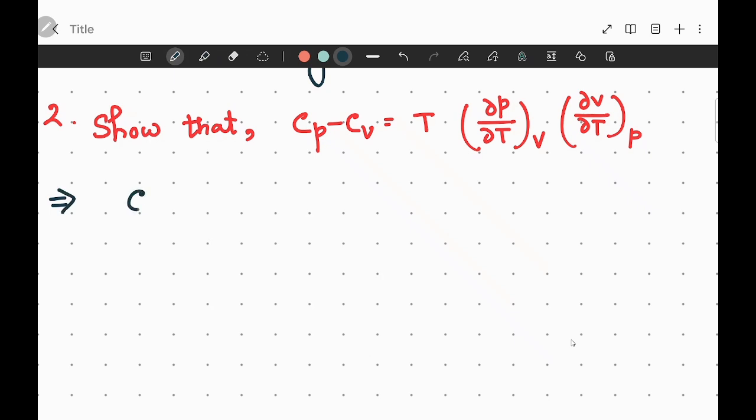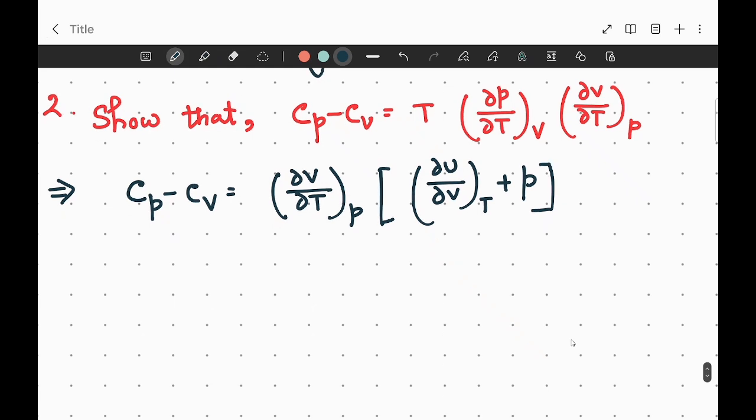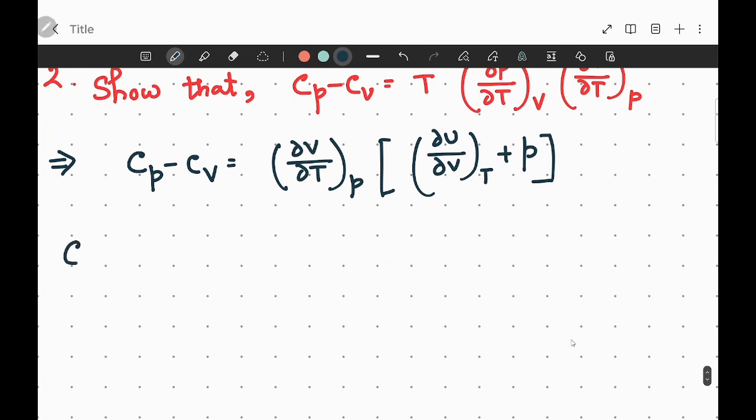Another form is that Cp minus Cv is (del V/del T) at constant P times ((del U/del V) at constant T plus P). From this form, we can evaluate that form. So first we have to do it. How can you do it? What is Cp? Cp is del H/del T at constant P.